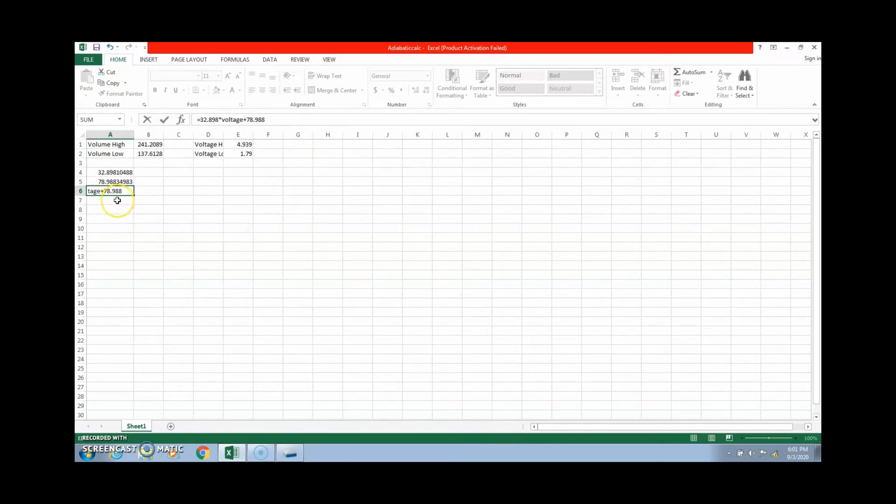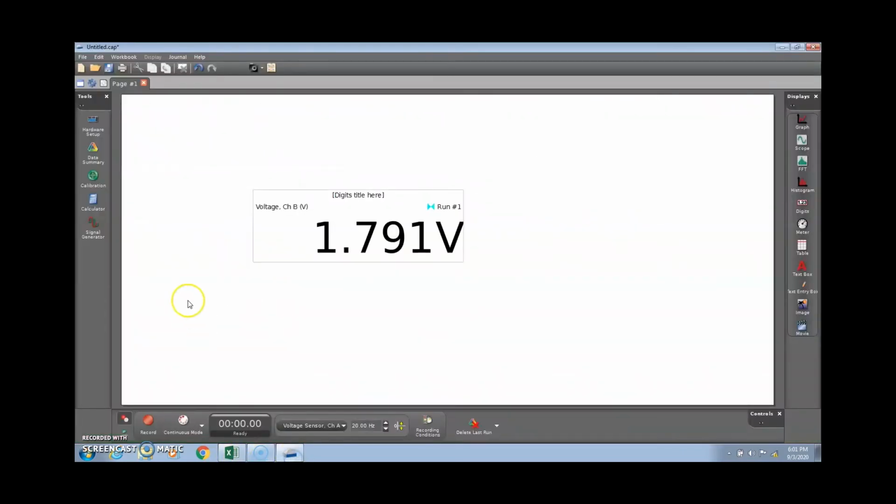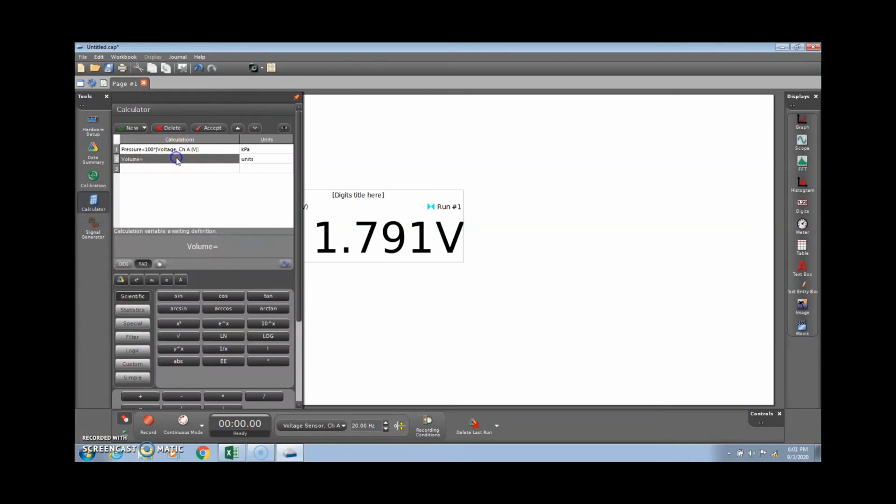And then I'm just going to take this quantity here and put it into this equation. And this will be centimeters cubed. I didn't like that because the voltage should be the readings from the sensor from channel B.